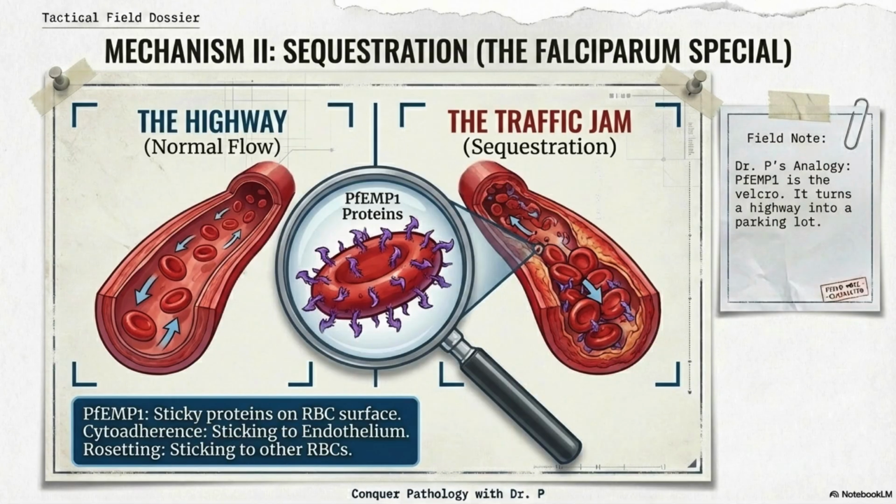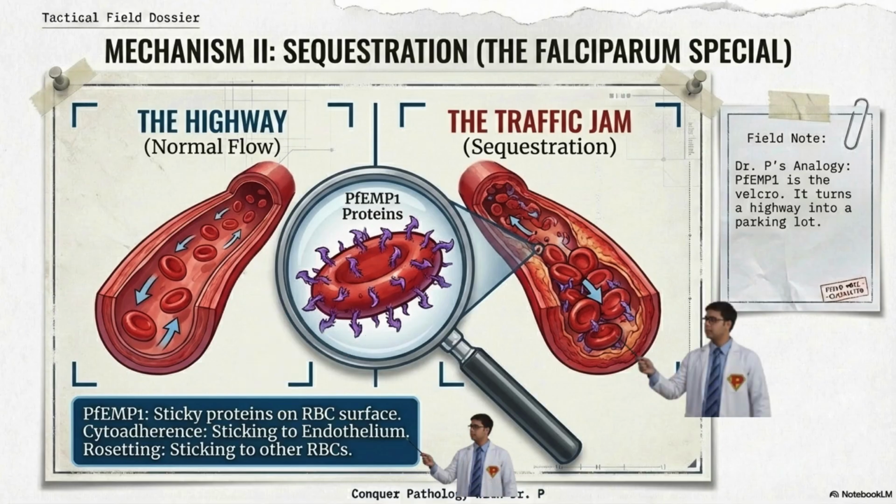Now for the killer. Mechanism number 2, sequestration. This is a falciparum special. Normally, blood flows like a highway, but falciparum adds PfEMP1 proteins to the RBC surface. These proteins are like Velcro. It turns a highway into a parking lot. The RBCs stick to the endothelium causing cytoadherence, and they stick to other RBCs causing rosetting.